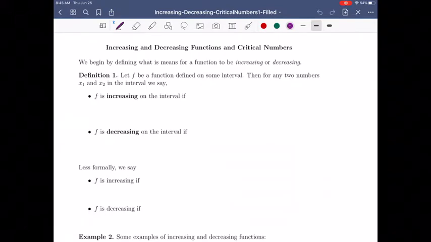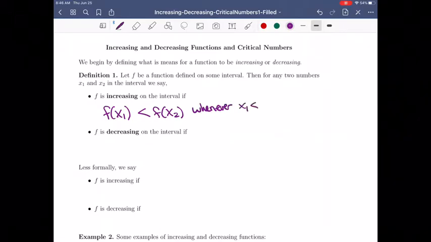So if f is a function defined on some interval, where the interval has any two numbers, x1 and x2, we say that f is increasing on the interval if f of x1 is less than f of x2 whenever x1 is less than x2. So what that means is that the y values are getting bigger as the x values get bigger.